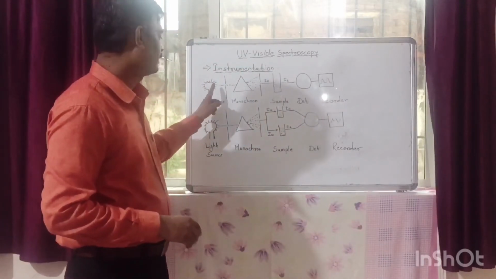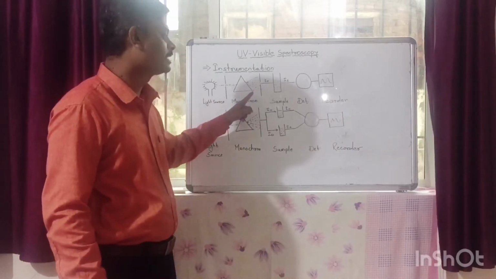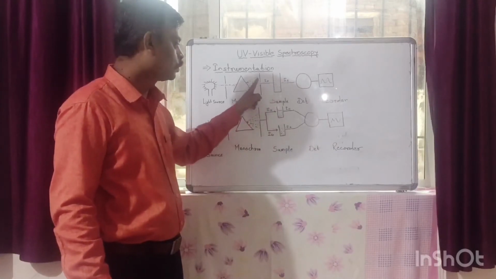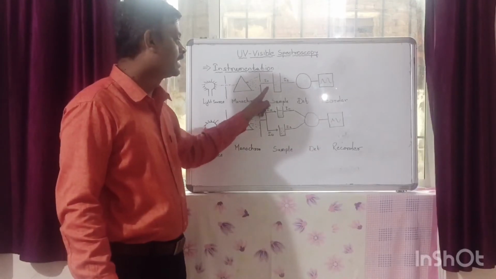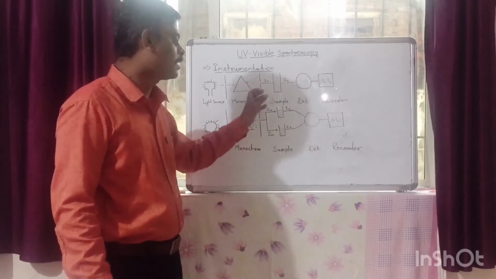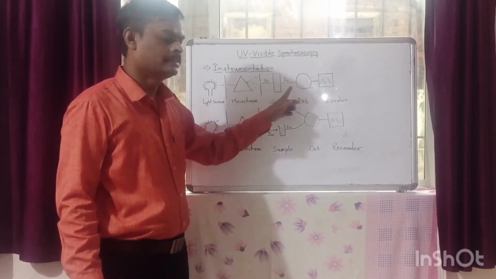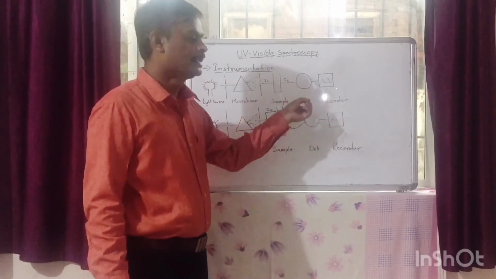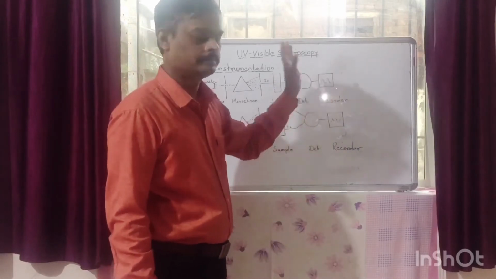From the light source, light falls on the prism. The prism disperses light into different wavelengths. The required wavelength of light will fall on the sample through this slit. Then there will be a decrease in intensity of transmitted light due to absorbance of some part of light by the sample. This change in intensity will be sensed by the detector and it will be reflected as absorbance on the recorder or your computer system.